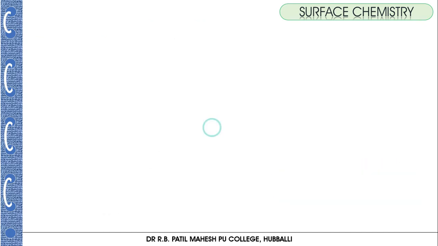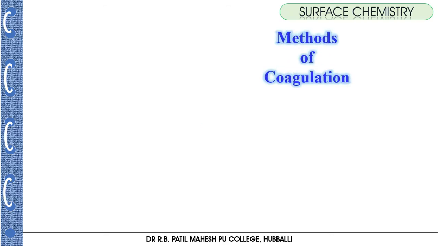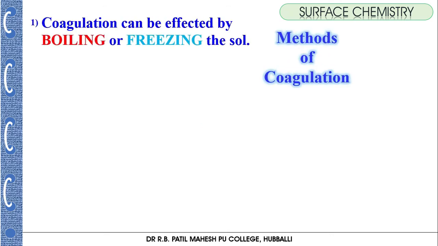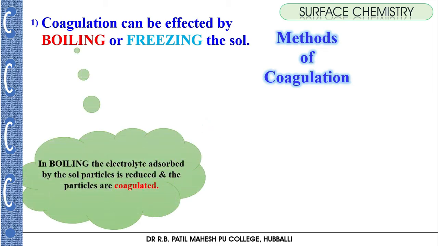Now let us see the different methods applied to form coagulation. The first one is just by boiling or by freezing. Students, when we boil the sol or colloidal substance, the electrolyte adsorbed by the sol particles is reduced and the particles are coagulated.